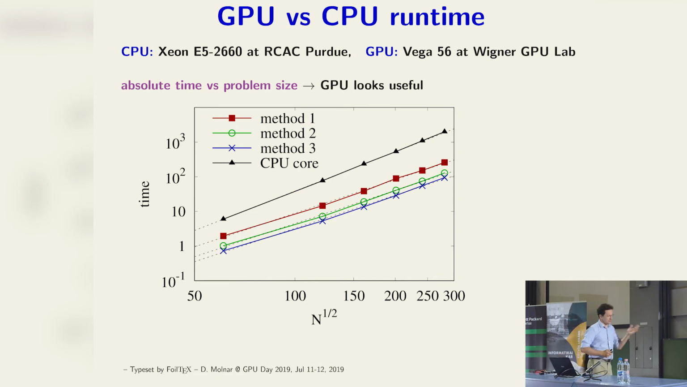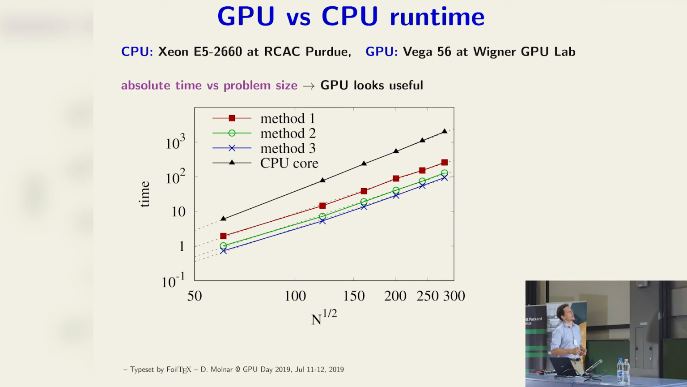So I ran at the computing center at Purdue, where I'm at Purdue, so this was a natural thing to do. And here at the GPU lab, I ran on something else, on the GPU. So this is a Xeon system, and the other one was just a development machine, a Vega 56, so it's not really a super fast thing. And this is what I find, runtime versus problem size.